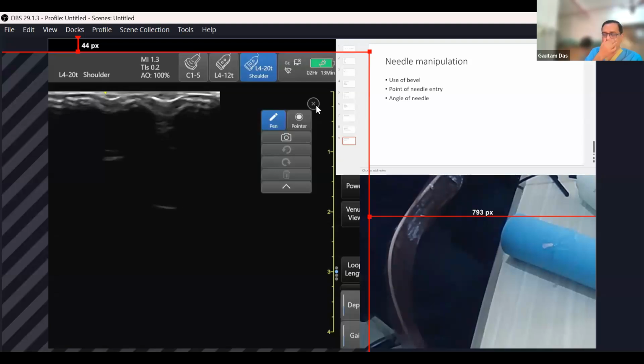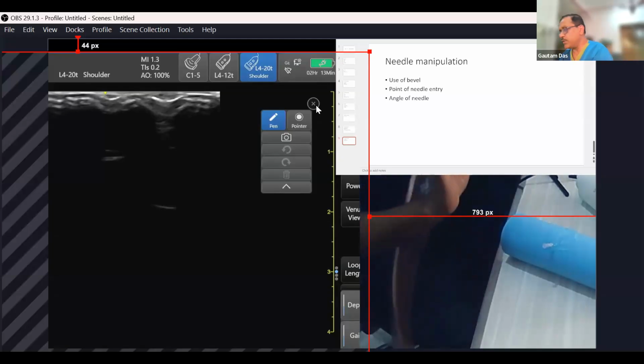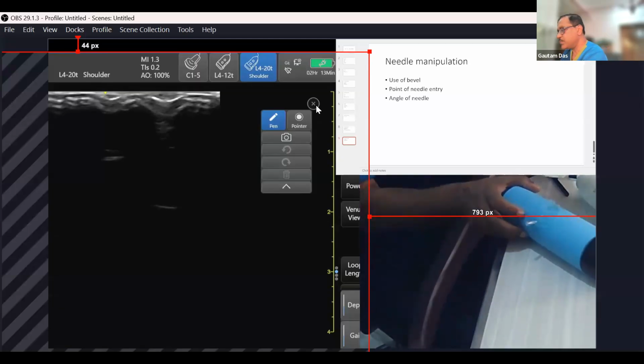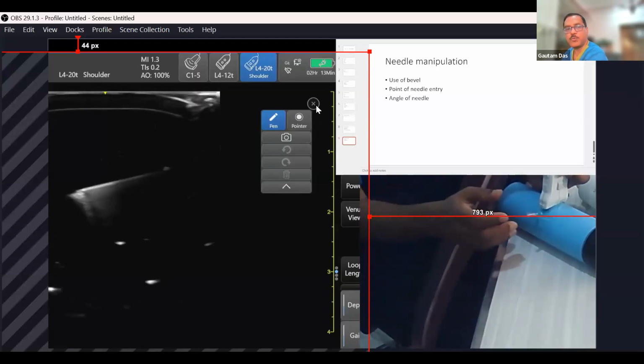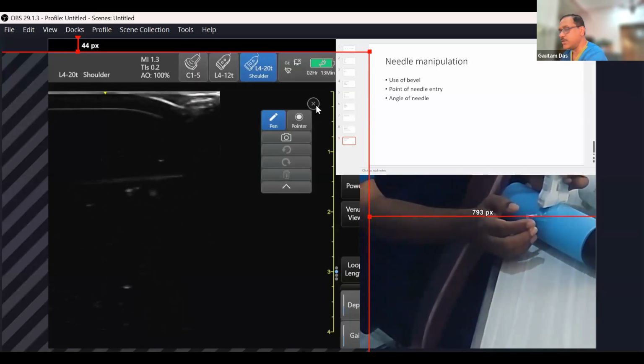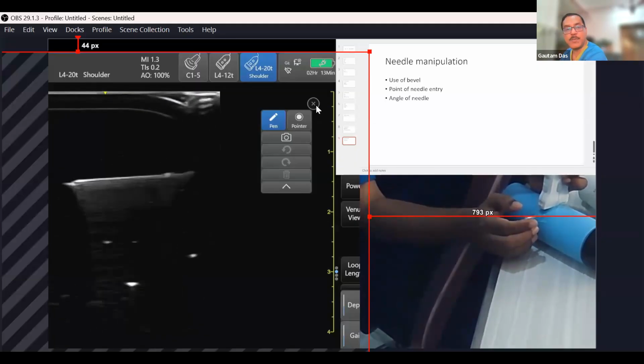Yes, that is also because the needle is not exactly in plane. It is a little bit oblique. For example, I'm giving you an example here. I'm holding the probe over here. You see, the whole needle is not visible when I'm holding it.